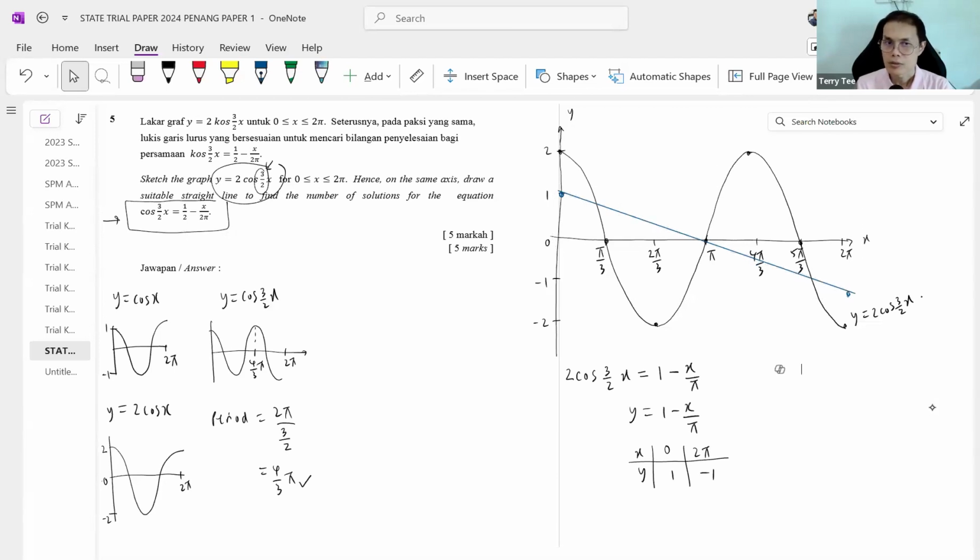Yeah, not too bad. So your straight line, you notice it intersects the curve, the cos graph, at 3 separate points. Remember, the number of solutions is the number of intersections. If they intersect 3 times, you have 3 solutions. So with that, we say our number of solutions is 3.